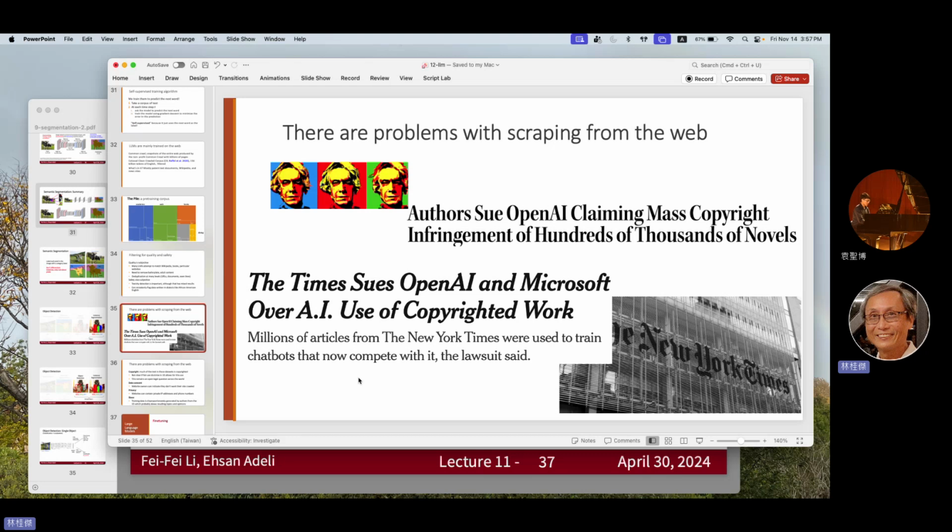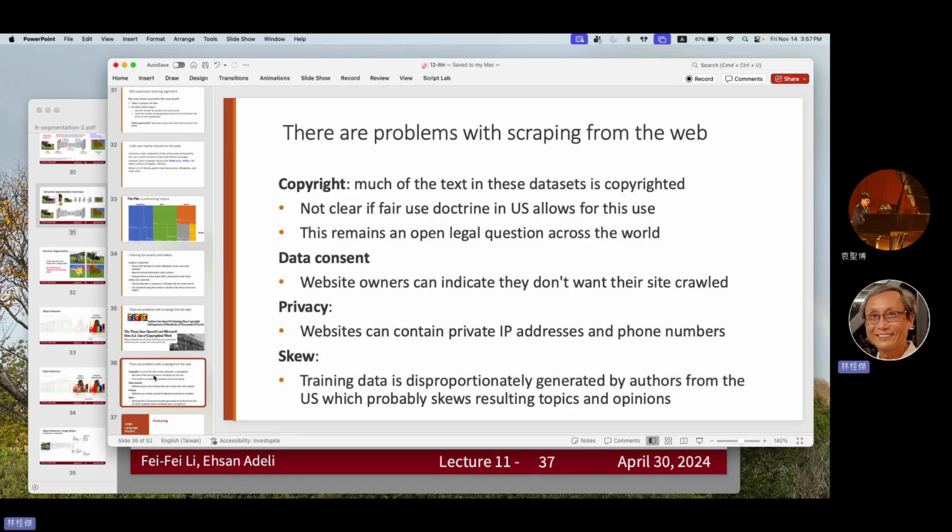And from time to time, we see news that some organization or some company says, oh, you are using some information without asking me. I have the copyright on the information, so you shouldn't do that. So there are always problems when you train a large language model, involving copyright, or the author not giving you consent. Even if it's an open website, the owners may not want their information included in the large language model.